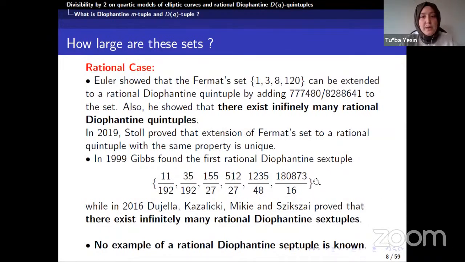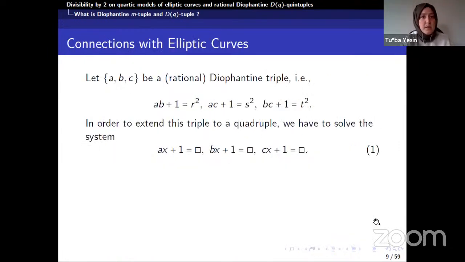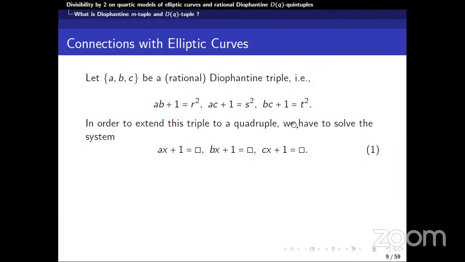And what is the connection with elliptic curves? How can we connect these tuples with elliptic curves? Actually, in this 2016 paper, they proved the existence of infinitely many rational sextuples. Here is the idea. They use a Diophantine triple, rational or integer, it doesn't matter, and they try to extend from the triple to the sextuple. I mean, if you have a triple, you can extend this triple to a sextuple. Let me give the basic idea. If we have a triple... Tuğba, yes.